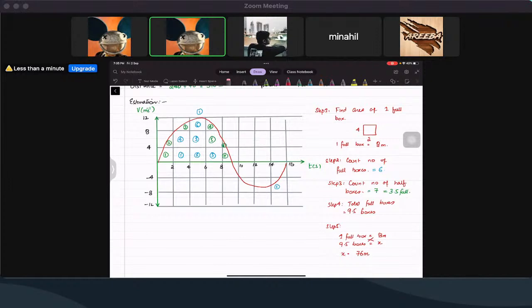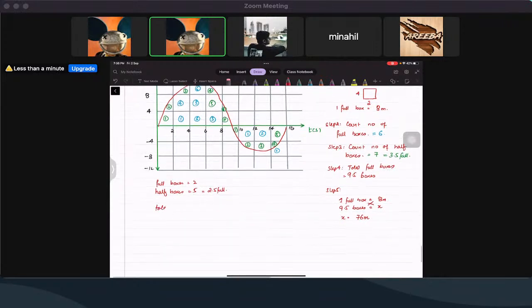Okay. Now we're going to do the same thing for the next shape, the second shape. For that one, I'm just going to quickly do this. I'll take that as full. I'll take that as full. And I'm going to take this, this, this, and this as half. So what you're going to do next is the same thing. Full boxes, you have 2. Half boxes, you have 1, 2, 3, 5, which is equivalent to 2.5 full boxes. So the total would be 4.5 boxes.